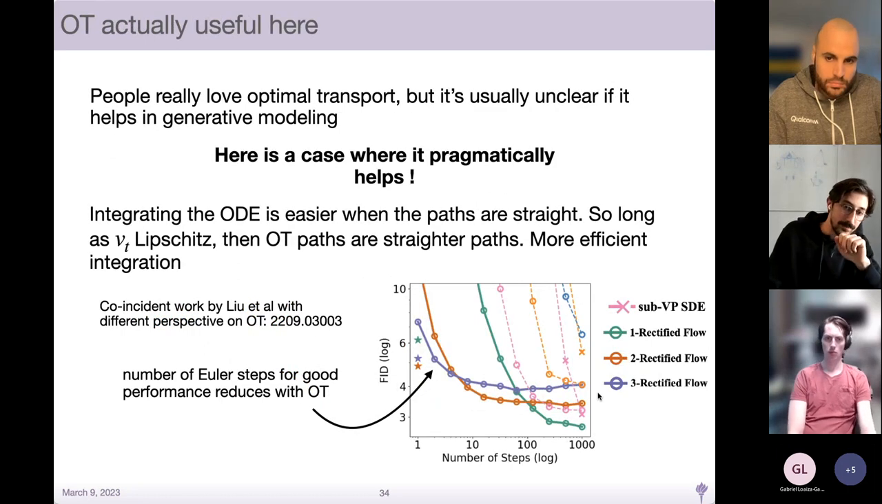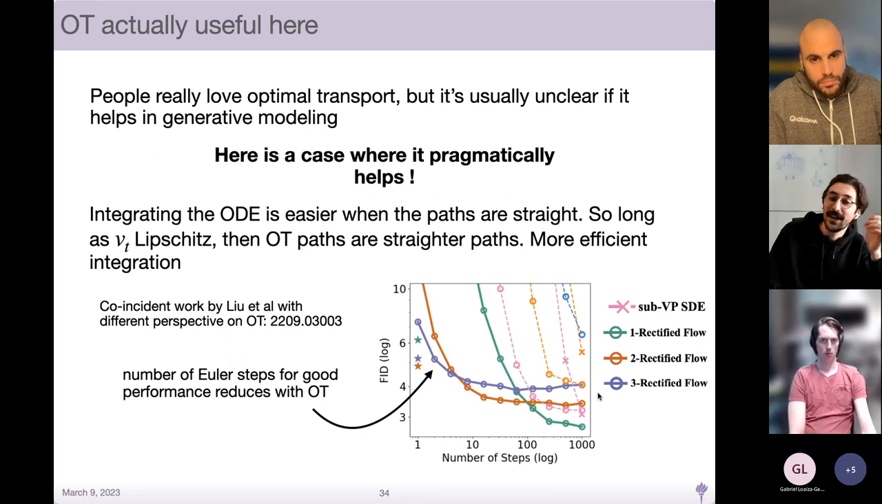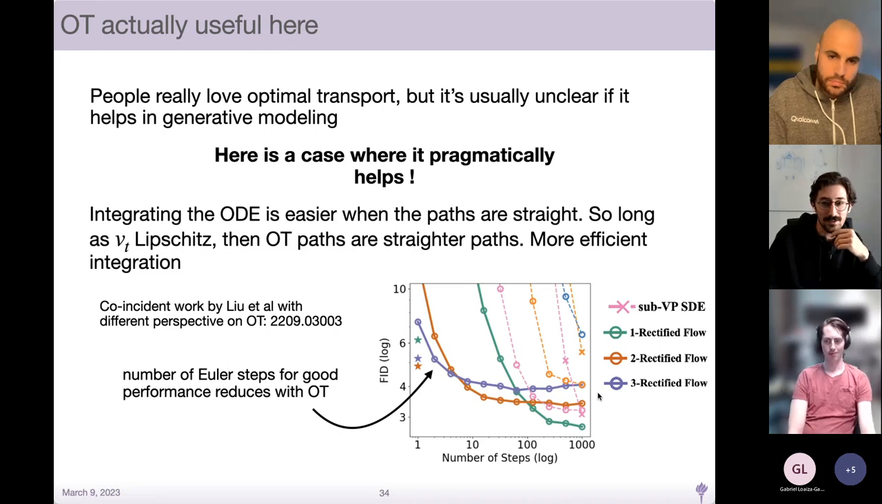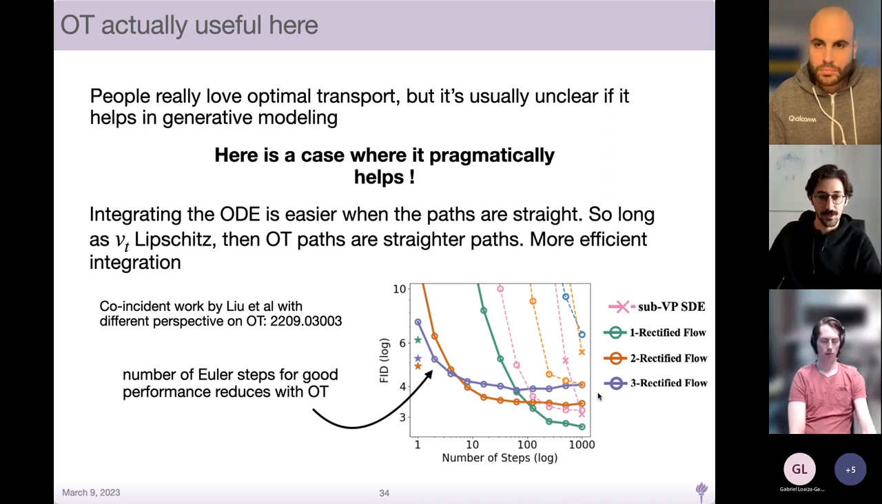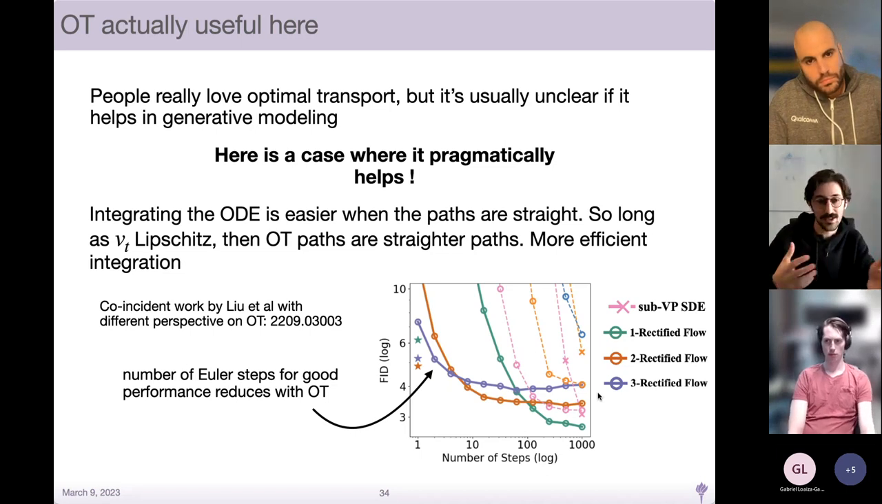But that's just a 2D example. We haven't done a large scale test of this yet. I often find that people really love optimal transport in a lot of this literature, but it's unclear a priori if there's any use to it in generative modeling. One would like to think that the straightest or simplest path between densities is the one that we want to learn, but it could be restricting the model in some ways that actually makes the problem harder in other ways.